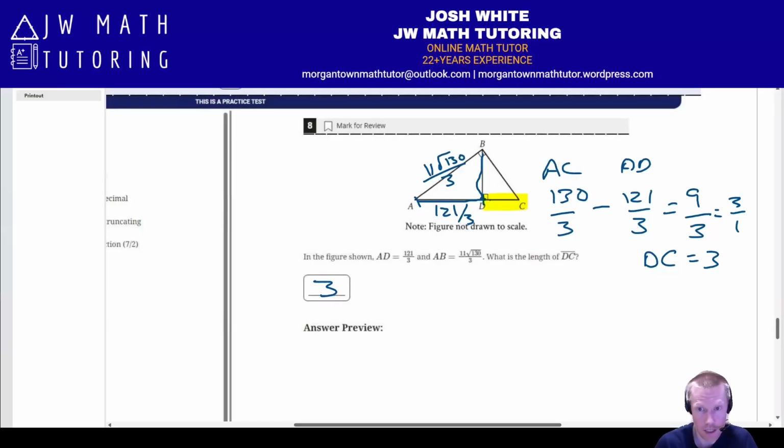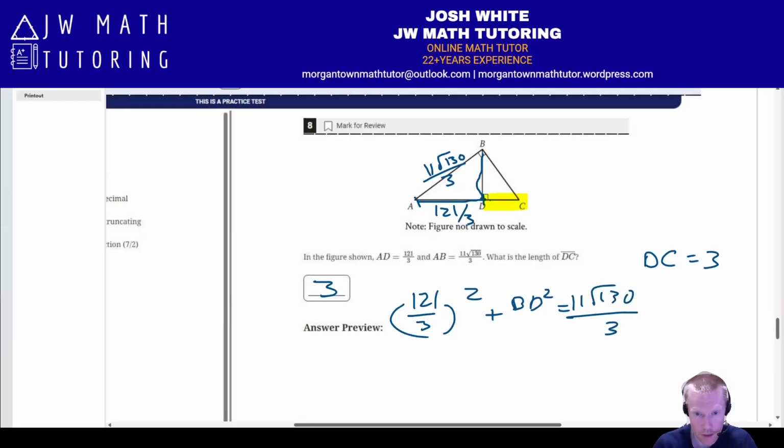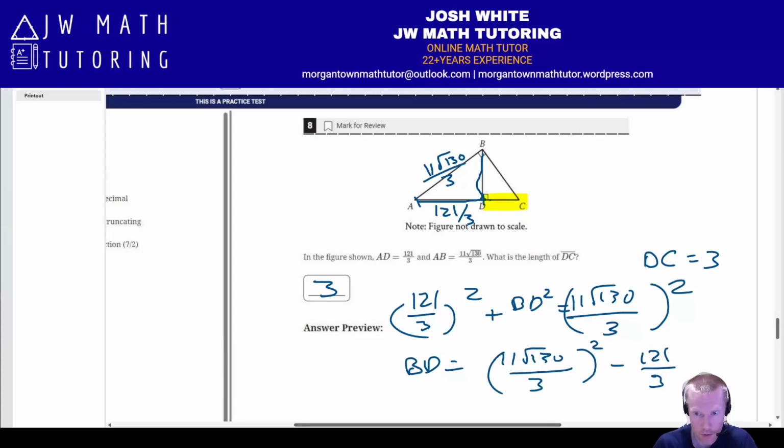Okay, so first thing I would do, again, this is method number 2, I would find BD using the Pythagorean theorem. And I would do this all in Desmos, which I'll bring up in a second. So basically it's 121 over 3 squared plus BD squared equals 11 root 130 over 3 squared. If you rearrange this, you get 11 root 130 over 3 squared minus 121 over 3 squared. This is originally BD squared, but you square root both sides to solve it.